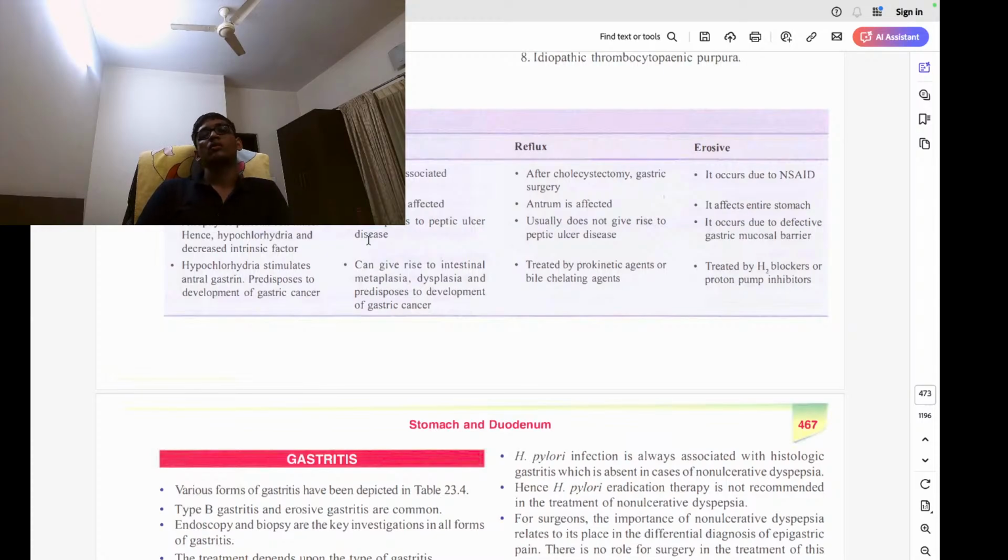So you have different types of gastritis. You have type A, type B, reflux, and erosive. Type A, you have autoimmune antibodies to parietal cells. Type B, you have H. pylori associated. You have reflux after cholecystectomy and gastric surgery, and you have erosive, which occurs due to NSAIDs.